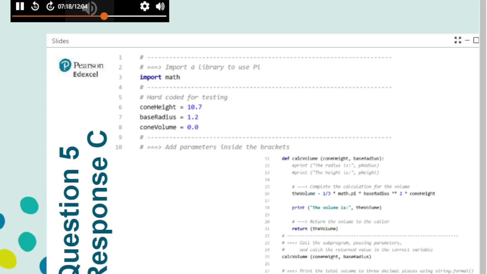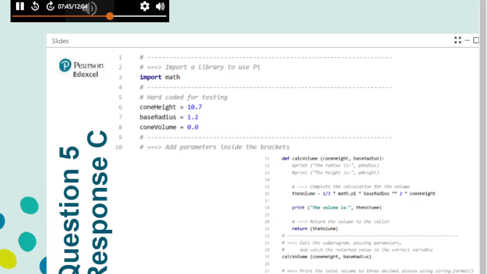1 mark for using the correct arguments in the subprogram call on line 25. 1 mark for the order of arguments in the subprogram call matching the subprogram definition on line 25. 0 marks for catching the return value in cone volume. 0 marks for formatting the volume to 3 decimal places.